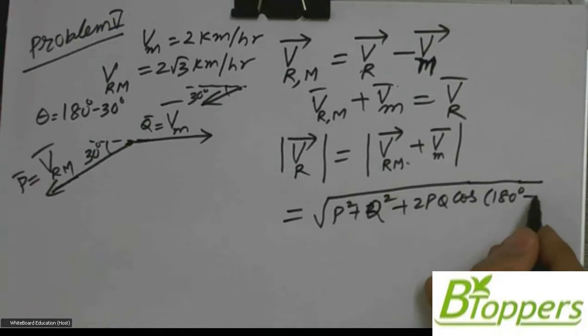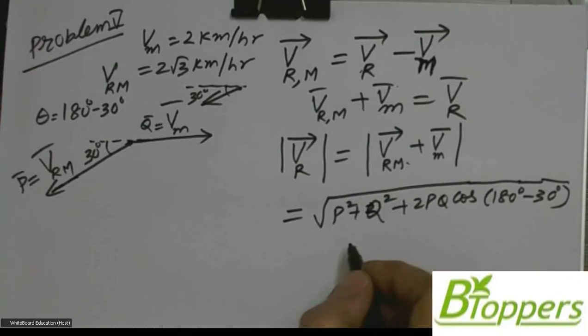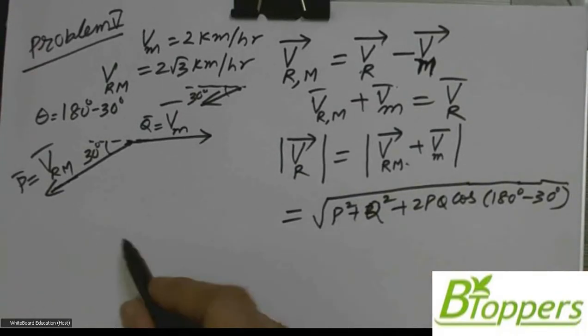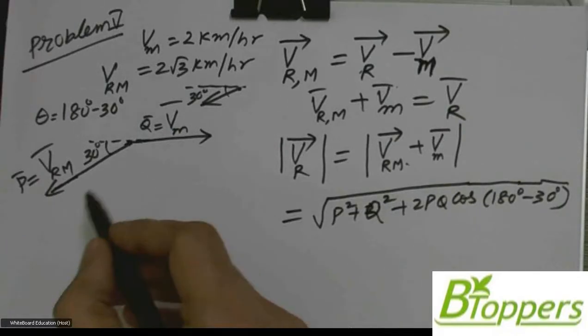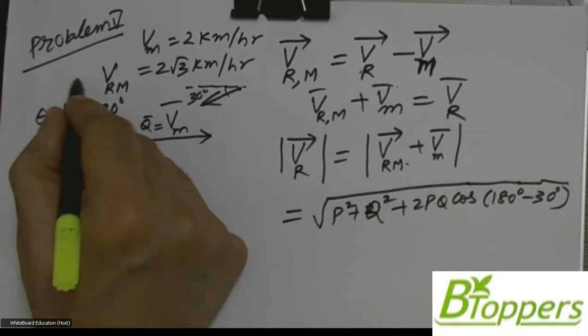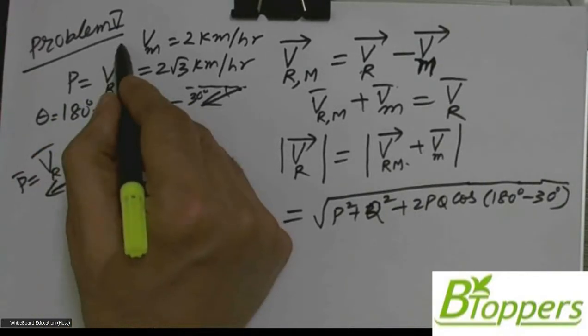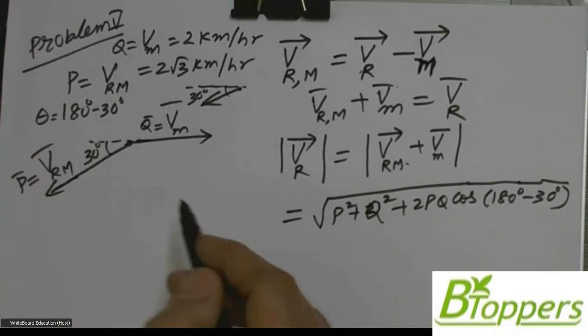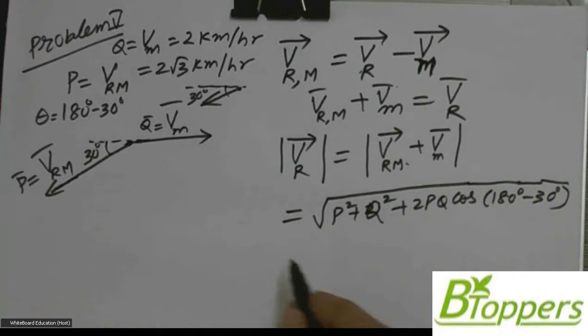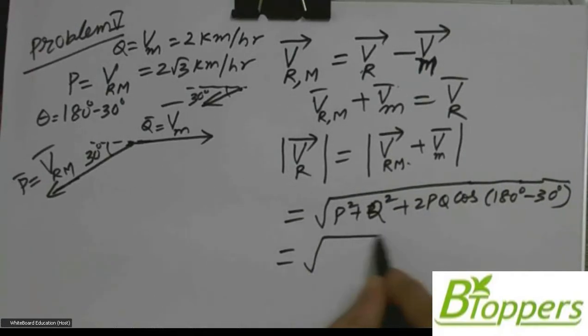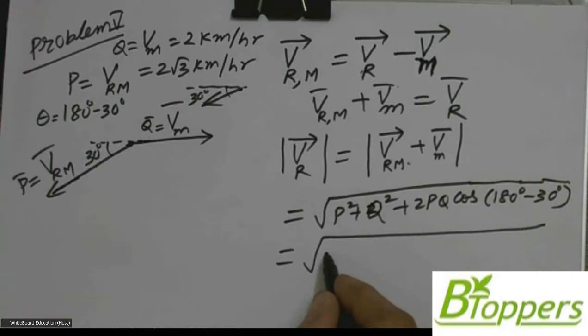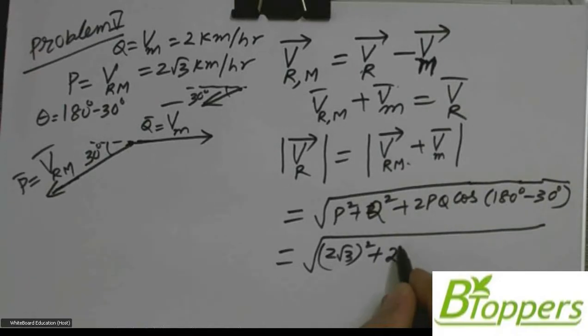The angle theta between P bar and Q bar is 180 degrees minus 30 degrees. Here P means you have to take the magnitude of the relative velocity of the rain with respect to the man. Q means you have to take the magnitude of the velocity of the man. P is 2 root 3 kilometer per hour. Q is 2 kilometer per hour.